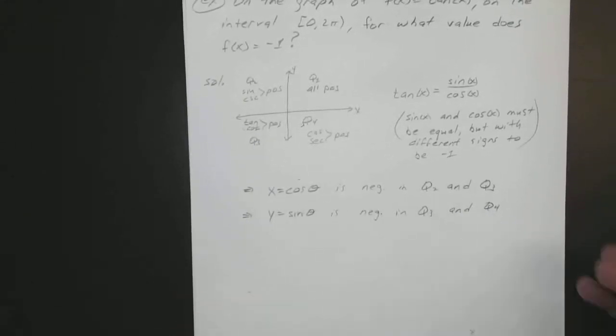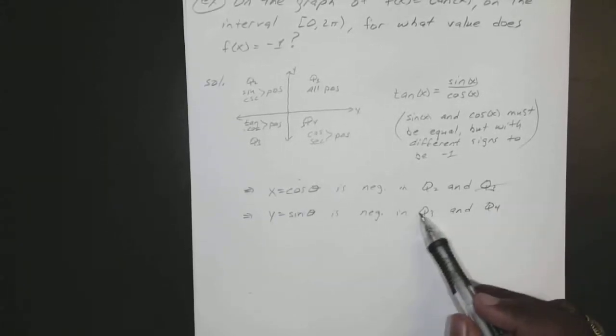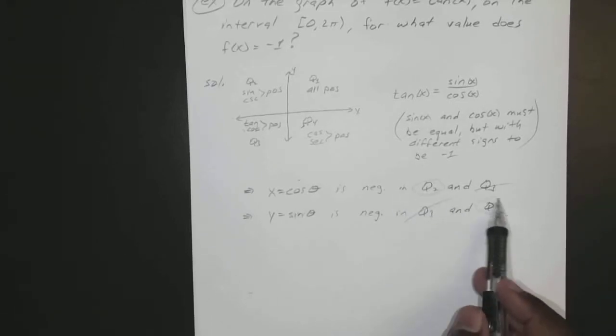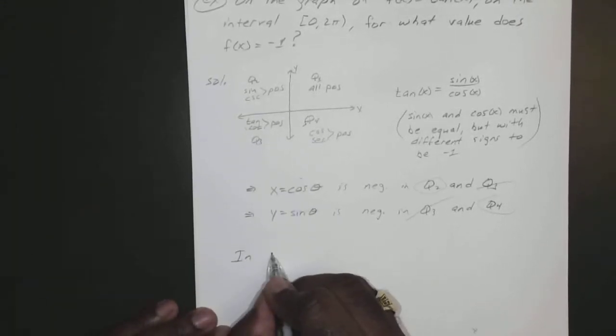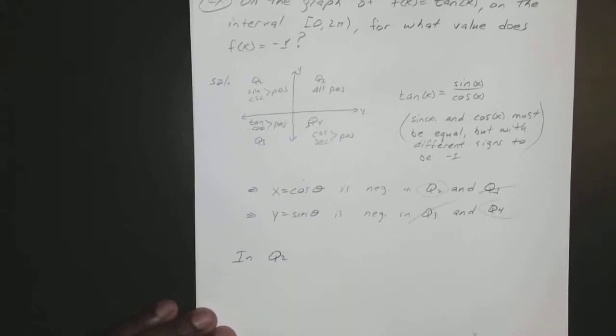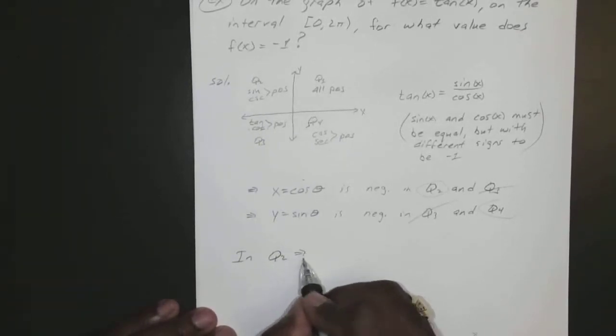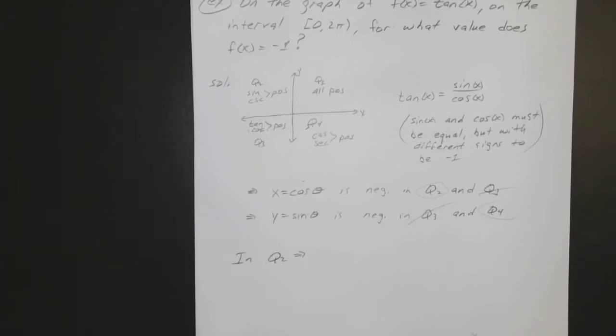Quadrant 4. Okay, so we can't have both of them being negative, so we know quadrant 3 is out, because if we had a negative divided by a negative, it would give us a +1. Okay, so we can have either quadrant 2 or quadrant 4. Okay, so in quadrant 2, now this is where you'd have to go to your chart and find your actual values.